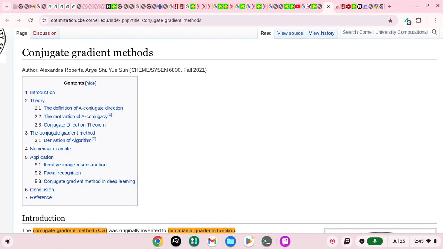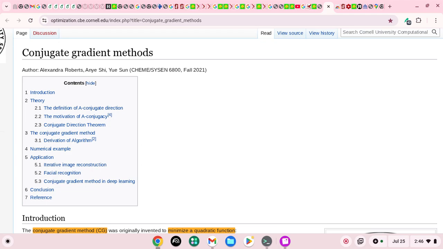Hi all. Today we see a very powerful numerical linear algebra algorithm called the conjugate gradient method. It's a type of Krylov subspace method, and it is a very powerful algorithm to solve many science and engineering application problems, especially those involving diffusion equations. It's also used in training machine learning algorithms. So I hope to go through this.